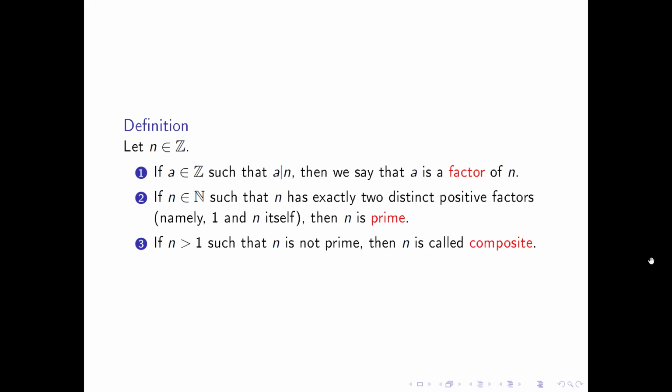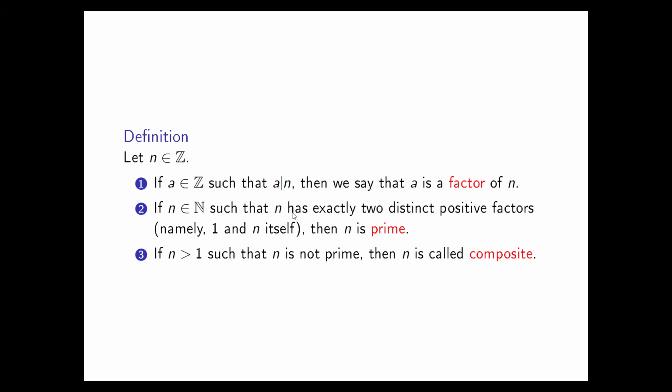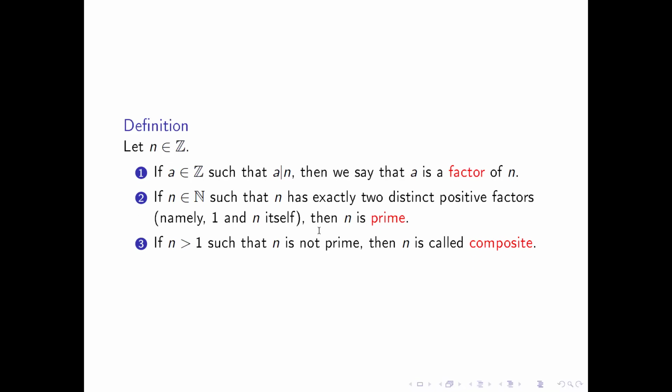That's the key point, whenever I'm dealing with these factors. If n has exactly two distinct positive factors, meaning exactly two different factors that are both positive, not zero, so it doesn't have 3, it doesn't have 5, it has exactly 2, and one of them is 1, and the other one is itself, those are the only positive factors, then it is prime. Otherwise, it is not prime.